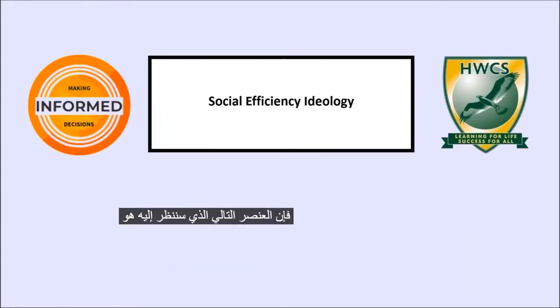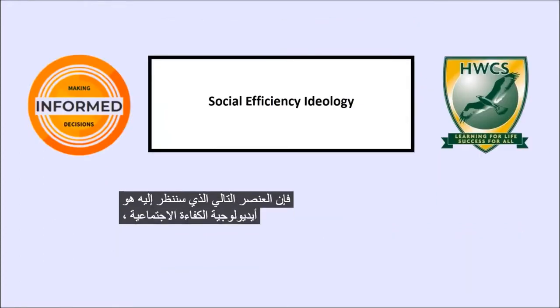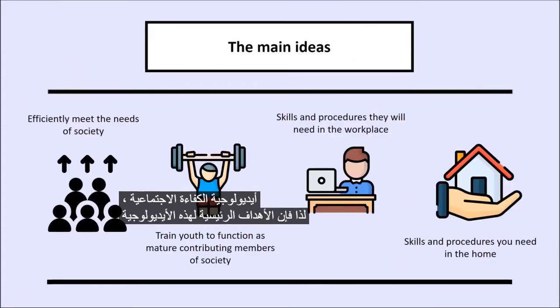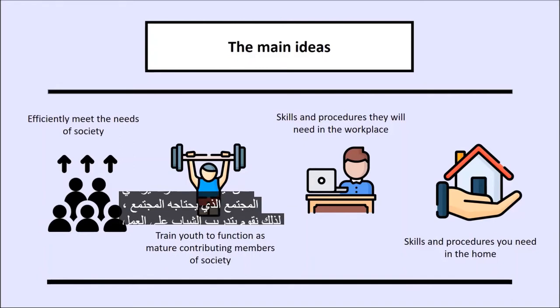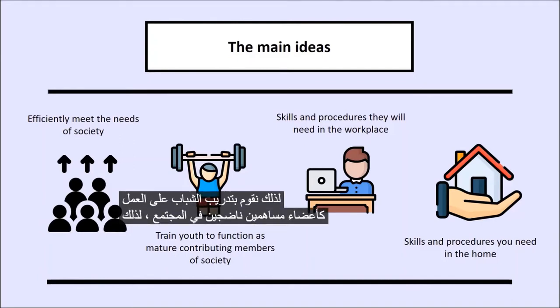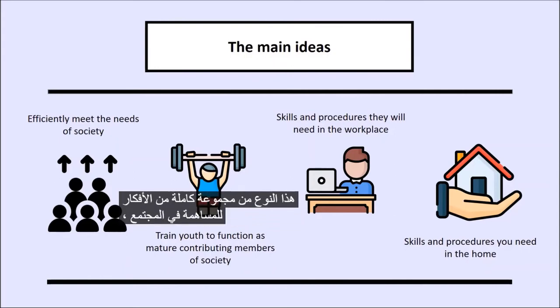The next one we're going to look at is the social efficiency ideology. The main aim of this ideology is that we efficiently meet the needs of the society that we are in. So we think very much about what society needs. We train youth to function as mature, contributing members of society. So maybe more of a focus on jobs, for example. We'll look at skills and procedures that they'll need in the workplace, but we'll also look at the skills and procedures you need at home. That whole raft of ideas to contribute to society.